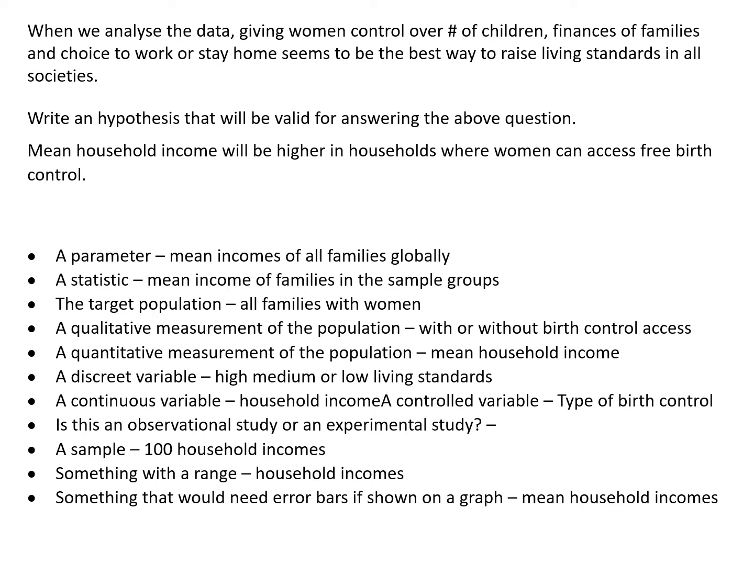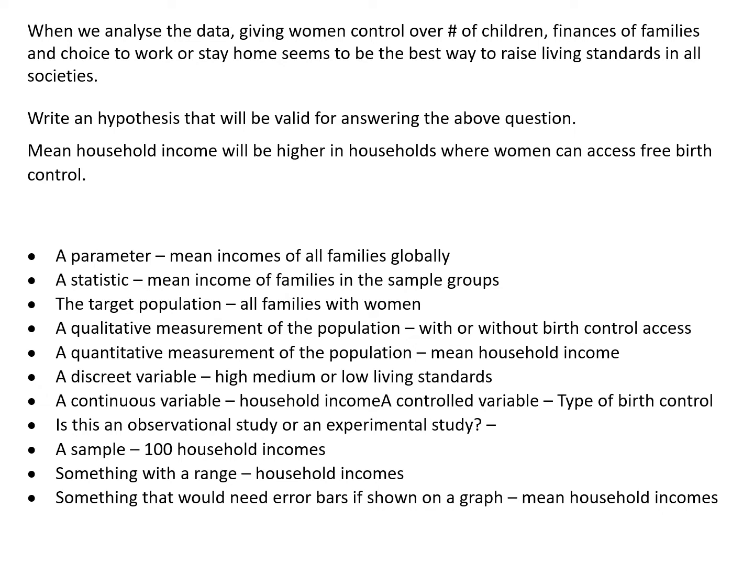So my hypothesis, I wrote about control over the number of children, and it became: mean household income will be higher in households where women can access free birth control. If you wanted to convert that to an if-then statement, which a lot of people like to do for hypotheses, it might be: if women can access free birth control, then mean household income will be higher. So you don't have to have an if-then, but any good hypothesis can probably be converted into an if-then statement.